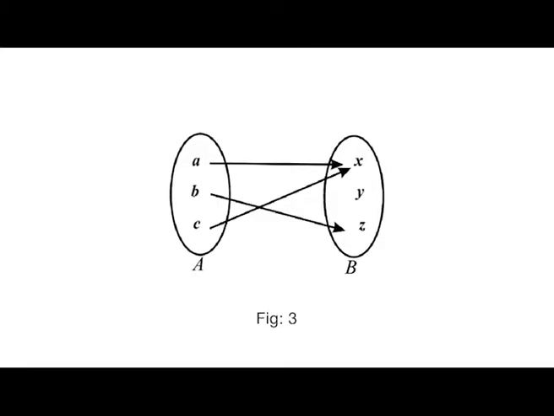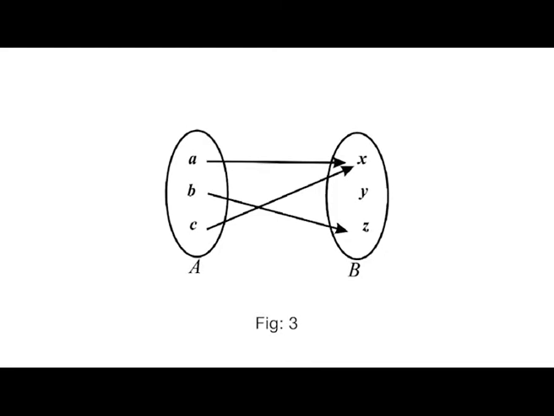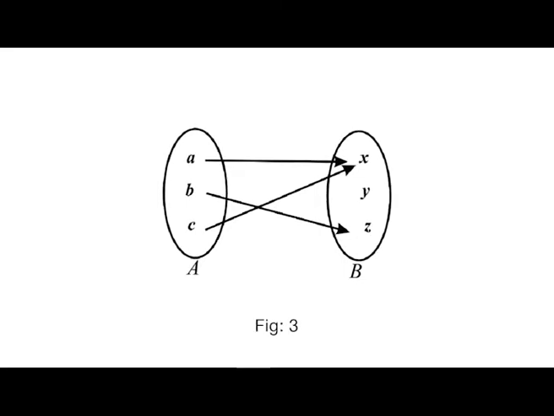The arrow diagram in figure 3 shows that X is the unique element associated to A, Z is the unique element associated to B, and X is the unique element associated to C. That is, the given arrow diagram assigns to each element of A a unique element of B. Hence, the arrow diagram defines a function.